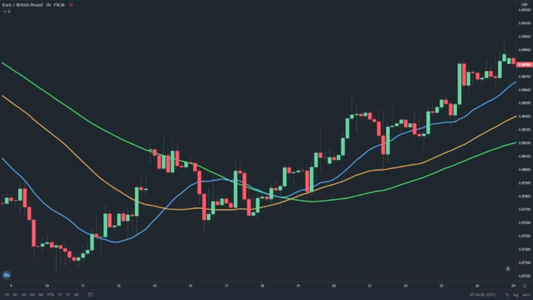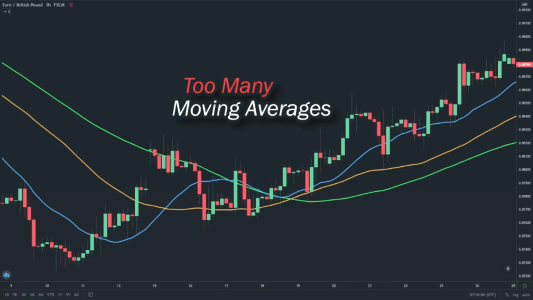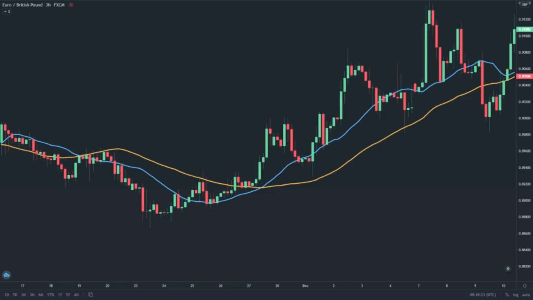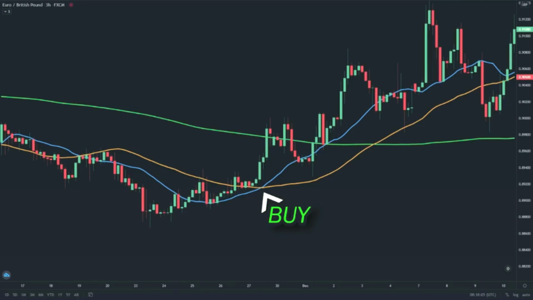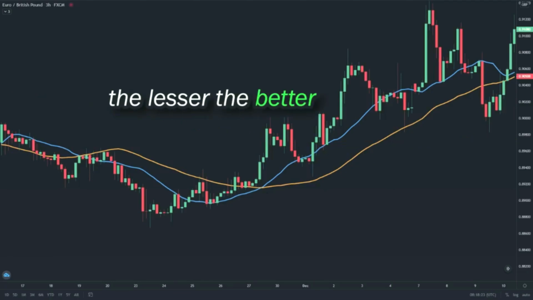The next mistake that people make when trading the moving average crossover is that they use too many moving averages. Remember, the more moving averages that you use, the later your entry signals will be. For example, let's say you're using two moving averages, the 20 and the 50 period. If the 20 period crosses above the 50 period, you take a buy position here. But if you added another moving average, let's say the 200 period, then you would instead enter here, which is a much later entry compared to if you only used two moving averages. So the fewer, the better.